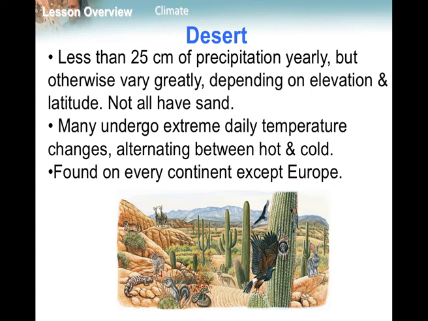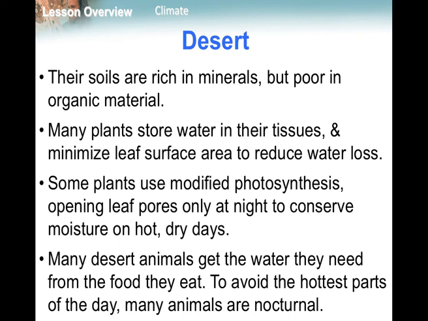It is based on the amount of precipitation, their temperatures, where they are located, and the plants and animals that are found in them. The deserts have a different type of soil than what we find in other places. They are rich in minerals, but they are very poor in organic materials because we don't have plants losing their leaves and decomposing and returning those nutrients to the soil. The plants have to be very specifically designed and adapted to survive those very dry climates.